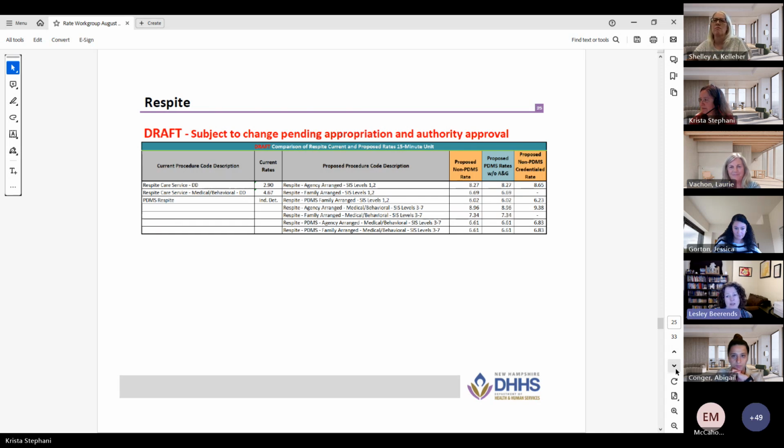Respite is next. Right now there are two different levels of respite. That second level is like your medical behavioral. I know there are a lot of different rates here, but we are still looking at two levels of respite: CIS levels 1 and 2, and then CIS levels 3 to 7. So it's where the support needs can move, but also that behavioral and medical. We're adding the behavioral and medical training hours that I talked about for respite, and that's giving us that increase in the rate.